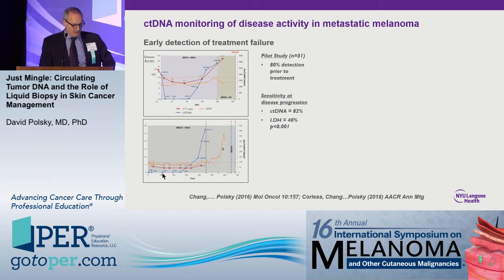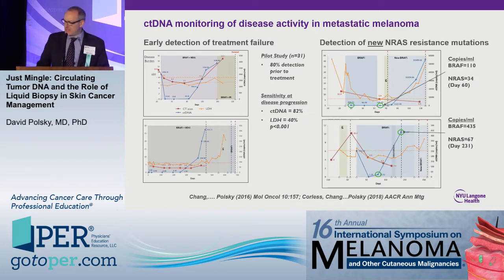And there's a similar pattern here. Again, ctDNA in blue rising prior to this patient's disease progression, which was flagged here, this dotted line. That was actually a brain met that the patient developed. LDH really lagging here, and a small increase in their RECIST.